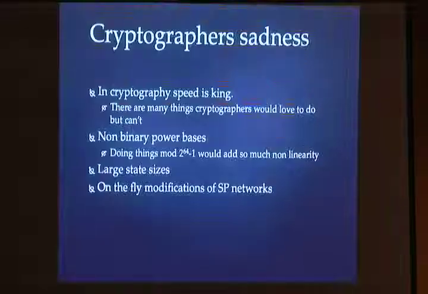In cryptography, speed is king. That means you can't do non-binary power, or base powers. You can't do 2 to the 64 minus 1. That will break a lot of SAT solvers due to state expansion. I will never be allowed to do that, or somebody will kill me. And you can't do on-the-fly modification of SP networks, which you can do as a human.